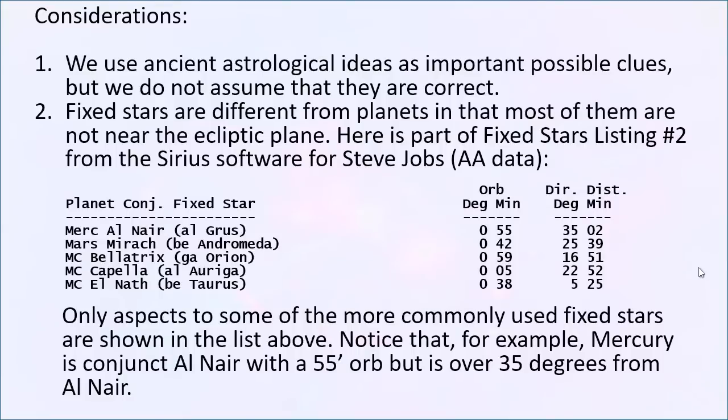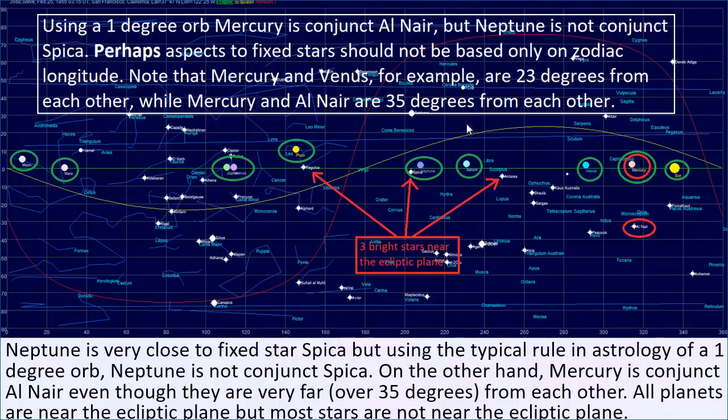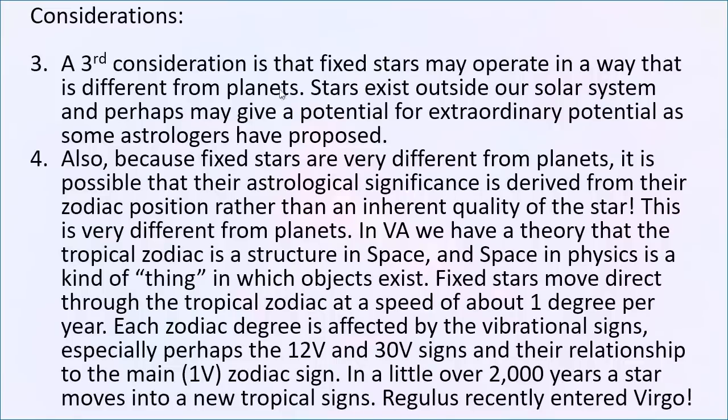So our second consideration, going back here, is that fixed stars are different from planets. I mean, physically they're different. They're very far away. They're actually suns. They're stars, as opposed to the planets. And third consideration is that they may operate in a different way from planets. Well, that's the point I was getting to. They're outside our solar system, and maybe they give a potential for extraordinary capabilities. Maybe they give an extraordinary potential.